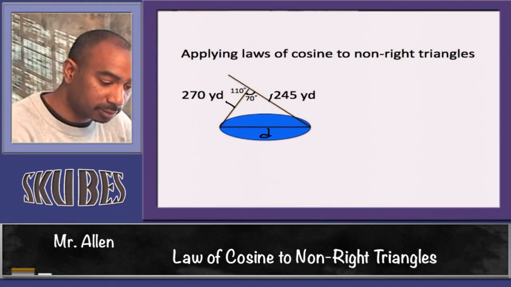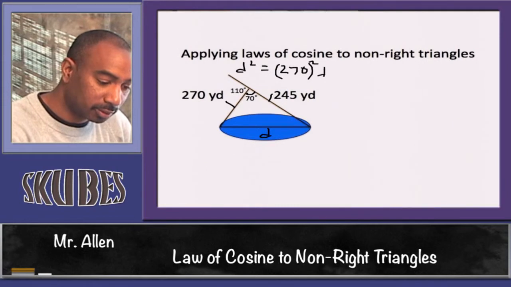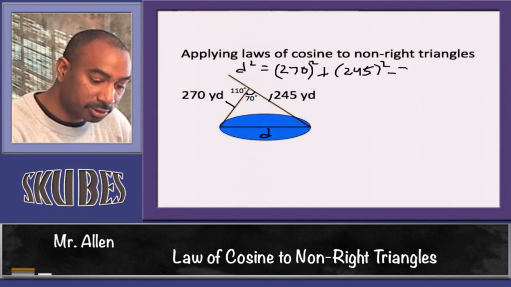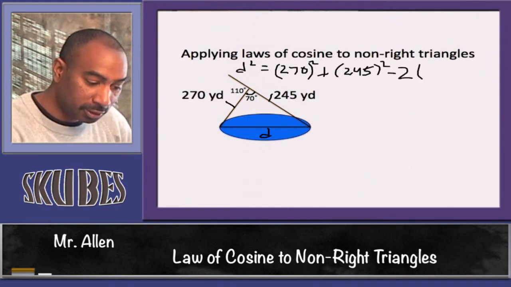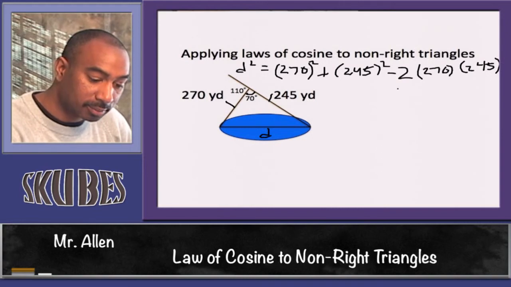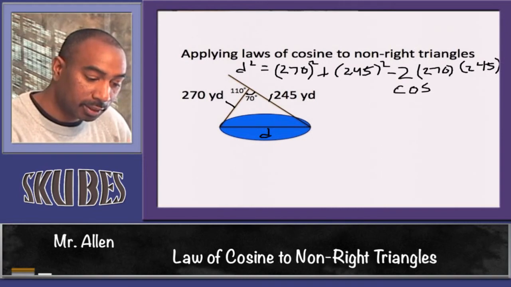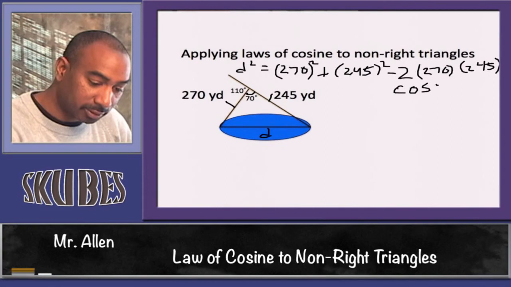So the distance squared is going to be 270 squared plus 245 squared minus 2 times, and then you just multiply those two known sides, 270 and 245, times cosine of 70 degrees.